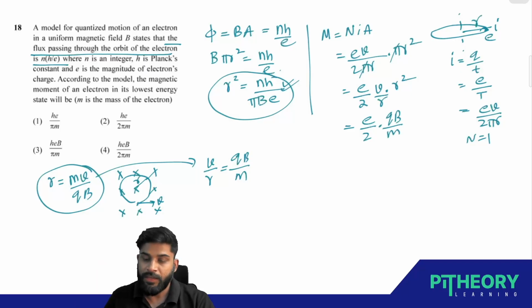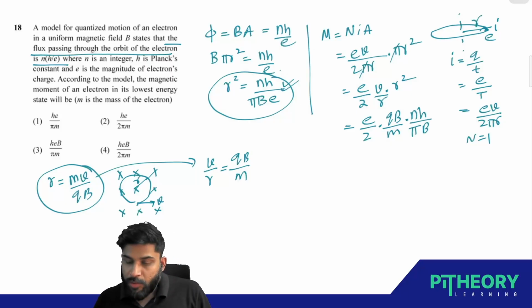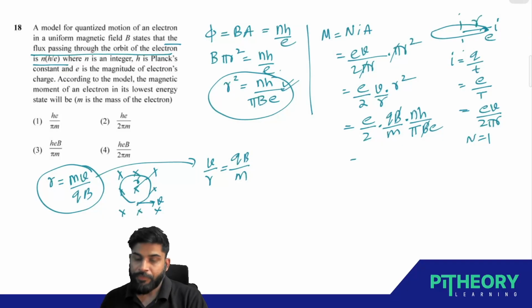Correct. Into R square is nothing but what? NH divided by pi BE. Correct. So what are the things that you can cancel off? B you can cancel. Anything else is there? No, nothing else is there that we can cancel. So you get NHE divided by 2. Oh, E also you can cancel, right? So E also will get cancelled. NH by 2 pi M.